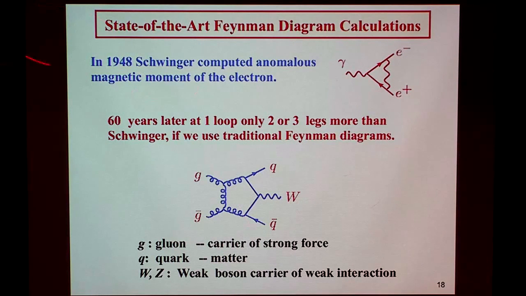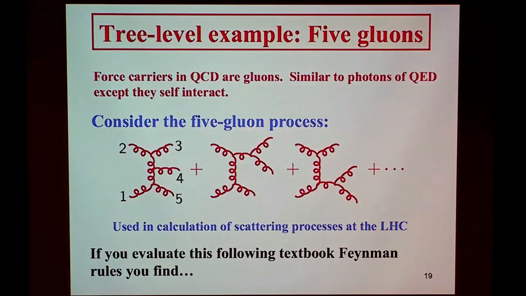Back in 1948, Julian Schwinger computed the anomalous magnetic moment of the electron, the first contribution to it, and it was a 3-point diagram. So you have 1, 2, 3 legs on the outside. We go 60 years later and look at the same type of calculation, and ask what can we do 60 years later with Feynman diagrams? We're talking about 2 or 3 legs more than Schwinger could do. And you go, wait a second, how can that be true? Schwinger didn't have supercomputers, right? What's going on? Well, let's have a look at that and try to understand what the problem is.